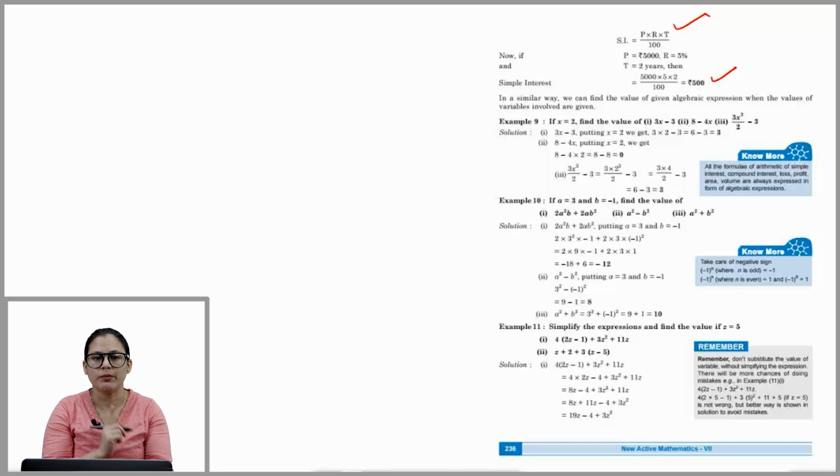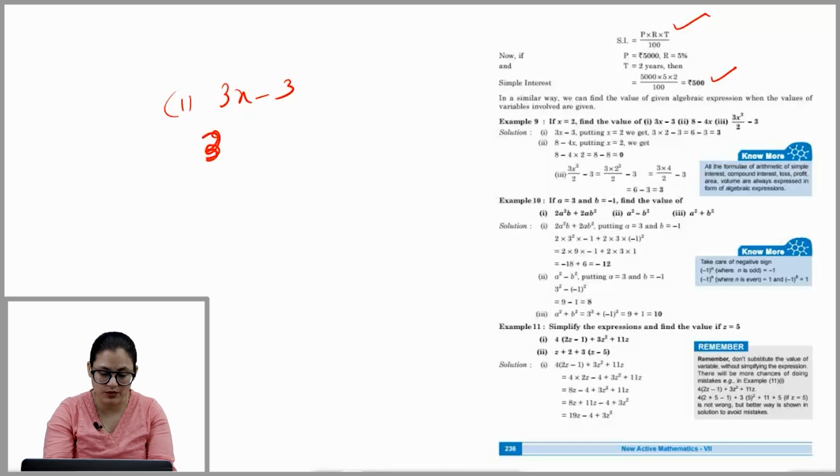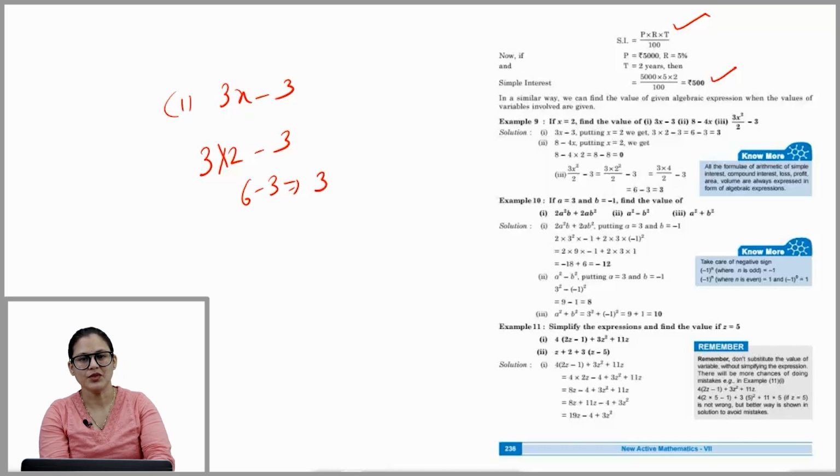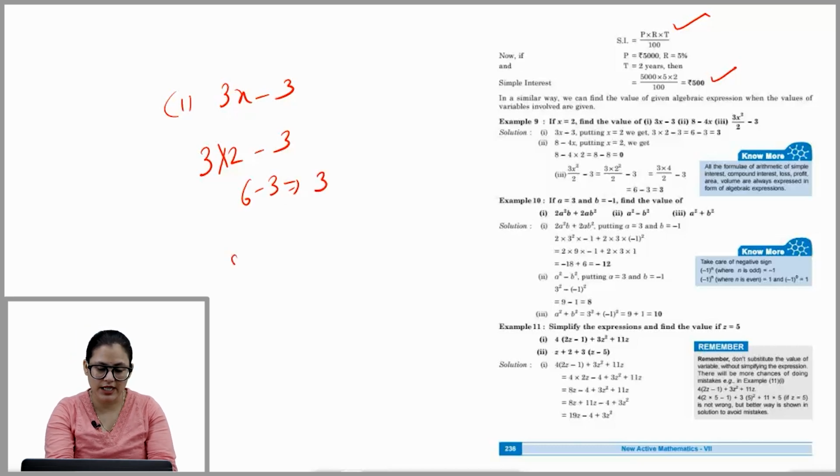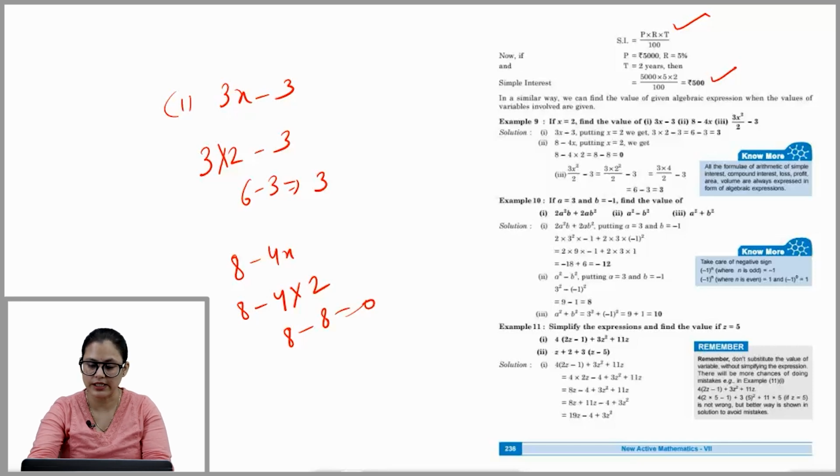If x is equal to 2, means value of x is given, so we have to find out the value of 3x minus 2. Okay, so value of x is what? 2. Value is given. So we will put the value of x as 2, 3 into 2 minus 2. 3 2s are 6 minus 2 is what? 4. Okay. Similarly, in second part, 8 minus 4x. 8 minus 4, and what is the value of x? Value of x is 2. Okay. 8 minus 8 is equal to 0. Okay. Similarly, in this part also, you will put the value of x as 2.